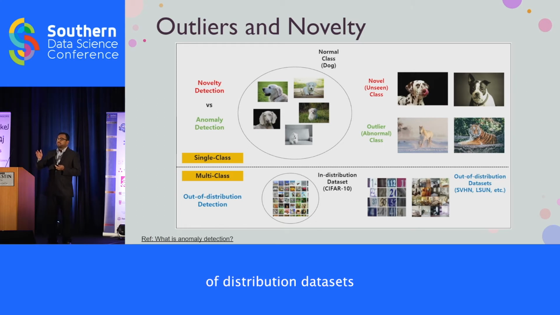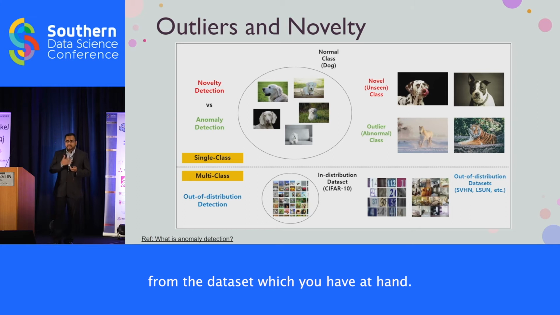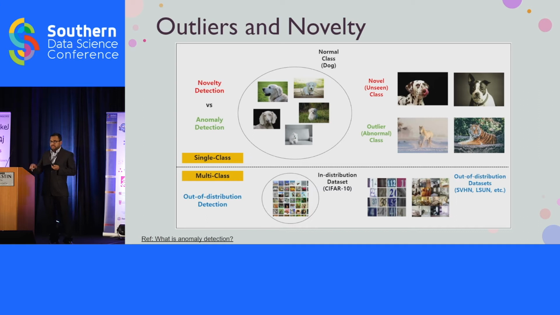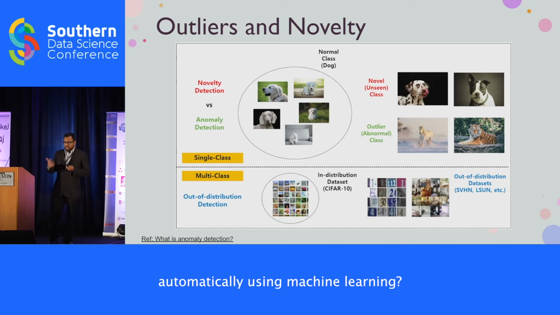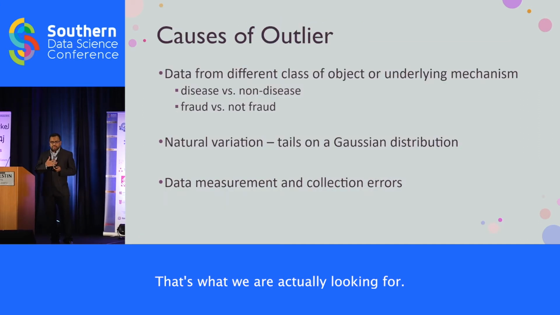And there are some out-of-distribution data sets which are entirely different from the data set which you have at hand. So how you can actually detect these out-of-distribution samples automatically using machine learning, that's what we are actually looking for.